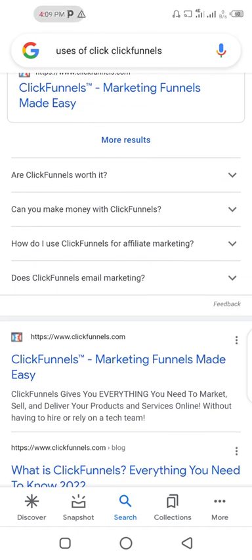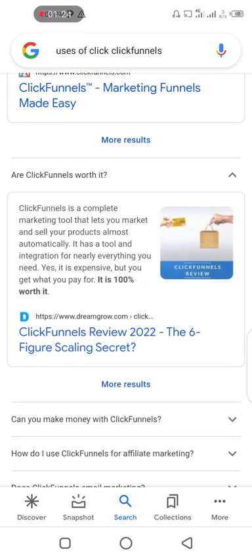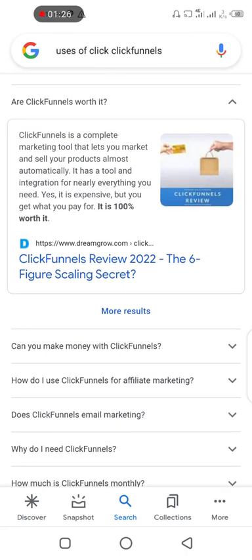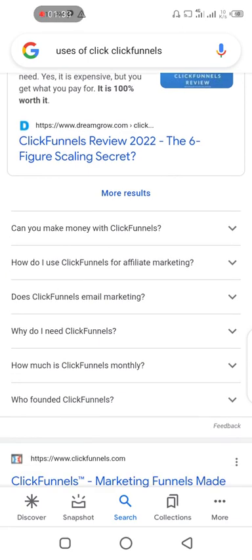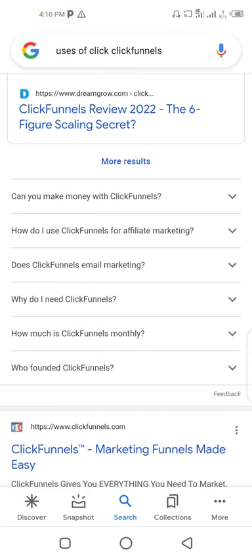So ClickFunnels is a complete marketing tool that lets you market and sell your product almost automatically. It has a lot of tools and integrations for nearly everything you need. Yes, it is expensive, but you get your money's worth, and it is 100% worth it.